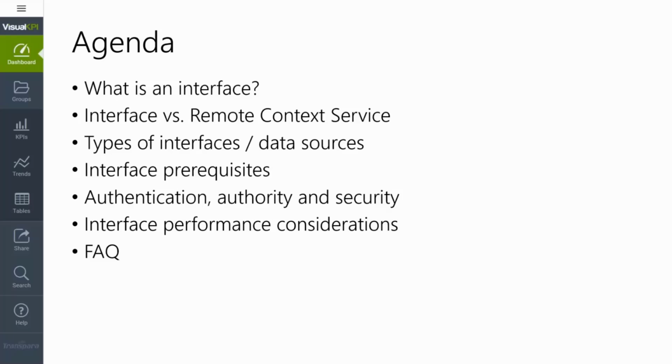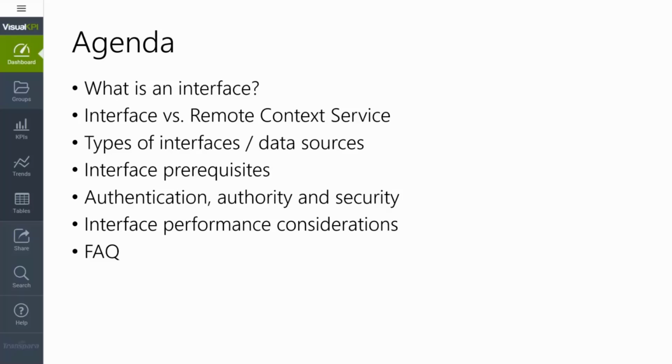Let me walk you through the agenda here, and then I'll switch it over to Christian, and he can talk a little bit about some of these things. We'll talk about what an interface is made up of and what it means. We have something called a remote context service, which is another way to get data, but a different kind of data, and we'll talk about that briefly.